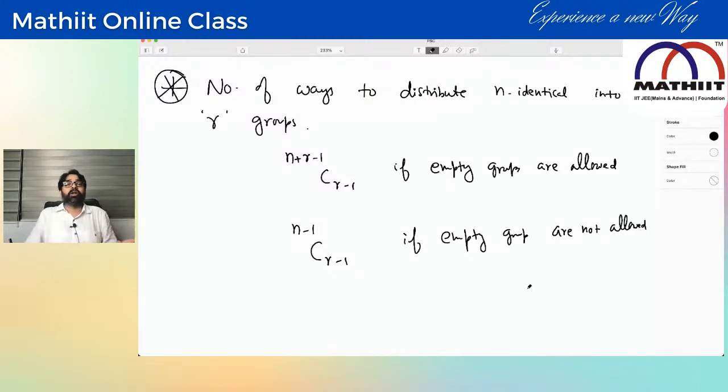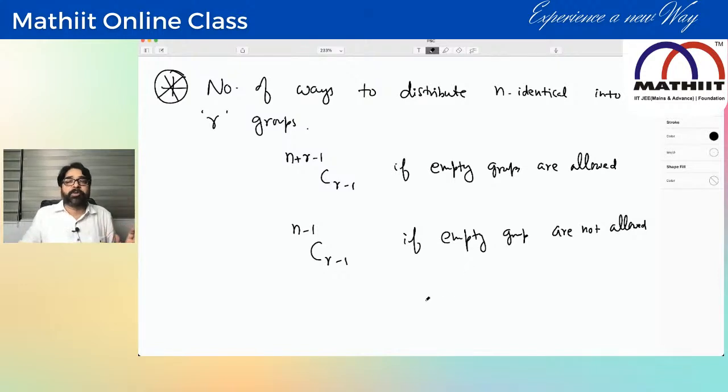What does it mean that empty groups are not allowed? P will not go to the extreme, like A. Suppose I want to make two groups. Then P cannot come here and P cannot come here. That's all. So that way you have to do the arrangement. But the best way is that you just remember this point. It's more than enough to solve any question.